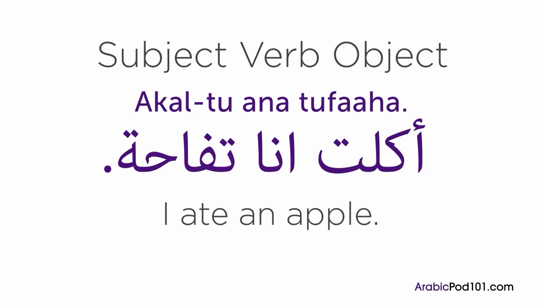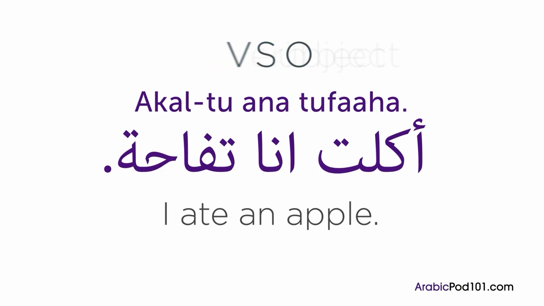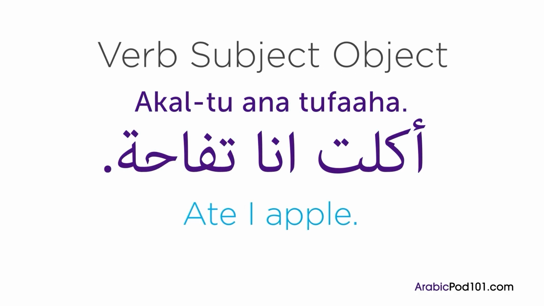The word order for Arabic then is verb, subject, object, or VSO for short. The same sentence in Arabic, then, is essentially ate I apple. Verb first, then subject and object last. Okay, let's move on to the next section.